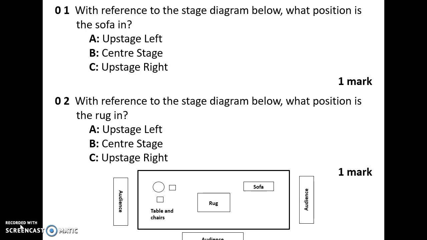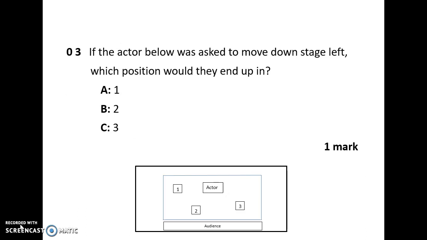Question 2, if I am where the rug is, quite clearly there I am centre stage. Question 3, so if the actor below was asked to move down stage left, so if I am the actor and I'm in the middle of the stage and I move down stage left, so I'm going to take one step forward and then I'm going to take a step to the left, then I am standing in number 3. So I'm going to state C is 3.